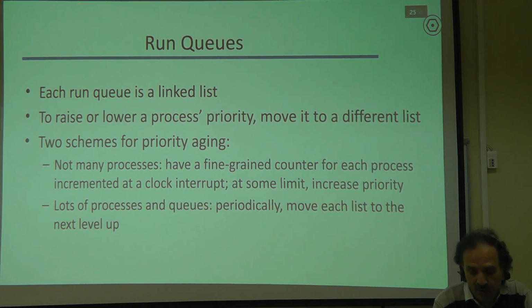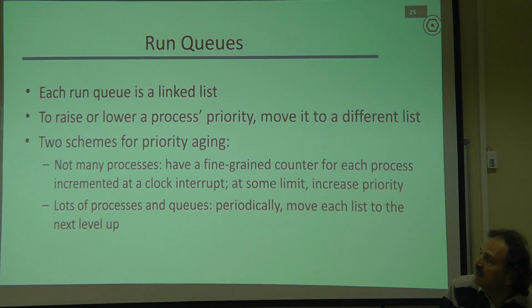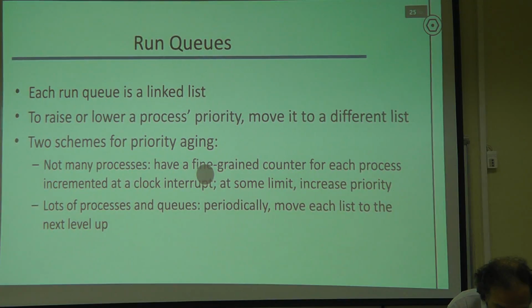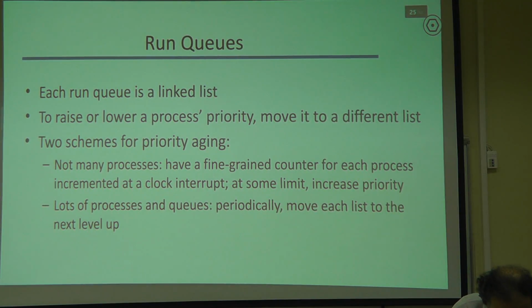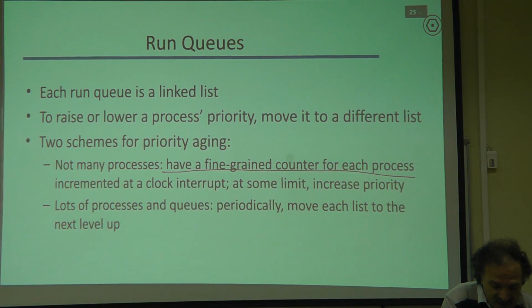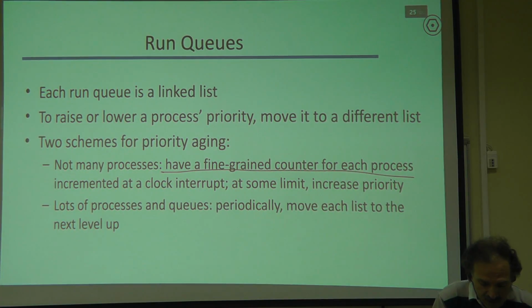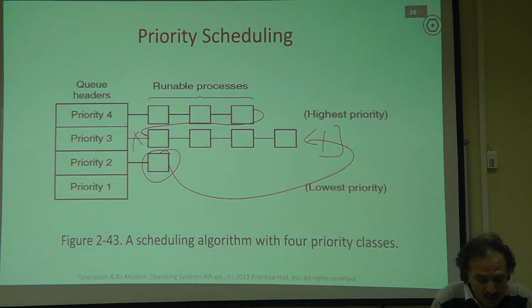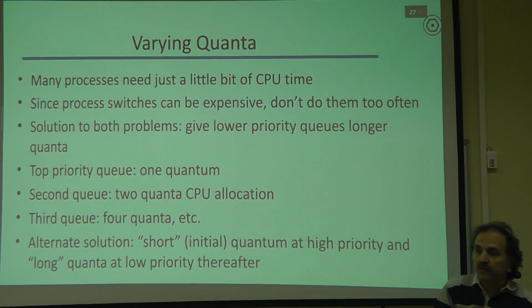If we have only a few processes, then we don't need to do that. We can increase or decrease the priority of the processes by only considering the process itself, with a fine-grained counter for each process. But if we have many processes, then keeping this counter might be expensive. Then we move the whole queue to the upper level or lower level. This is called the run queue.